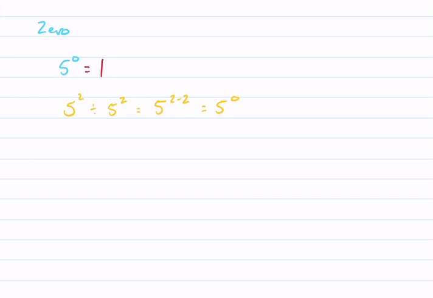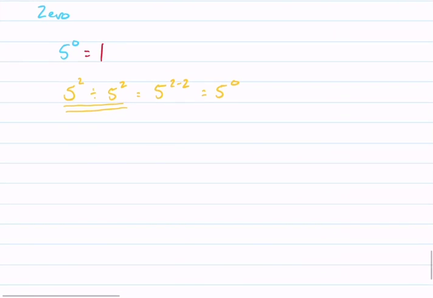So why does this equal 1? Well, let's look back at our original example here. If we work this out, we end up with 25 divided by 25. Well, we know that equals 1. So it doesn't matter what base you have. If you raise it to the power of 0, it would be 1.